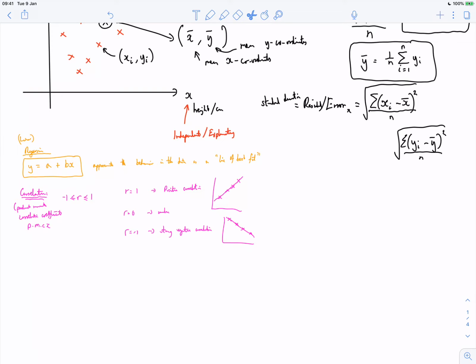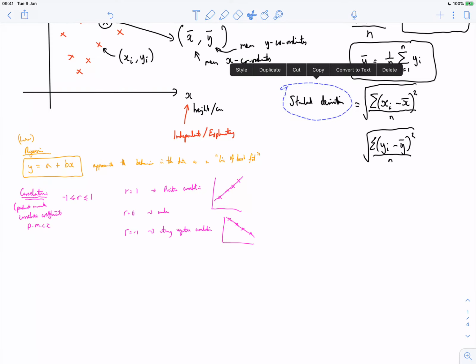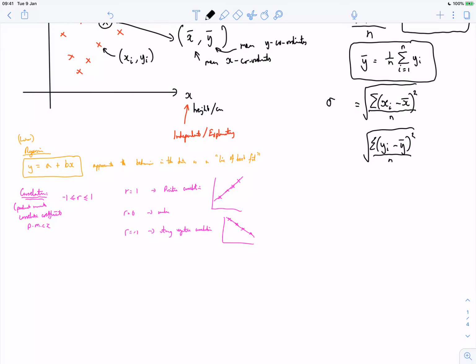Okay, so this is the standard deviational error. Let's tidy this up. Standard deviation. Okay, and this is it for y. So this is the standard deviation for x. So I won't write it out. I'll just use sigma x, and this is sigma y.